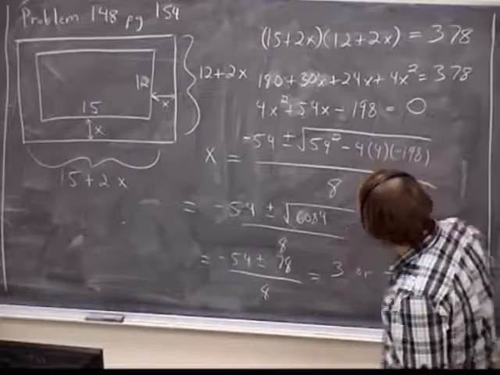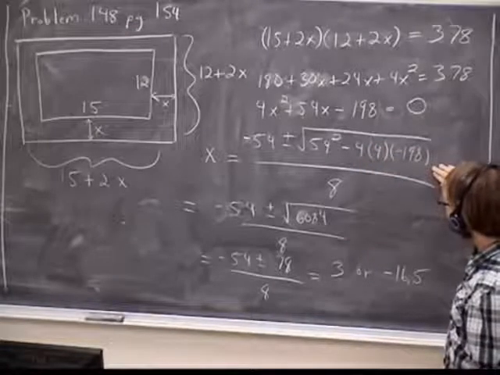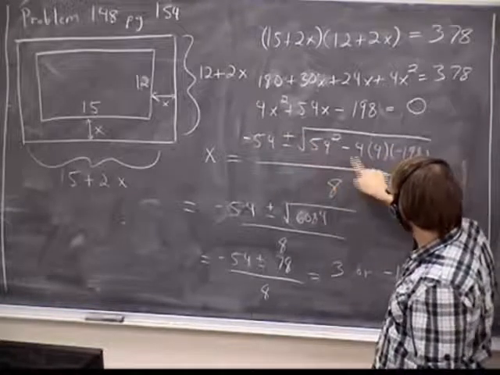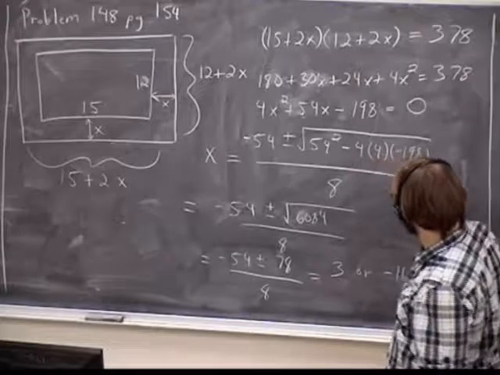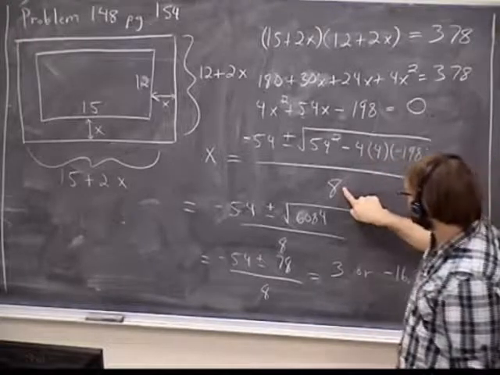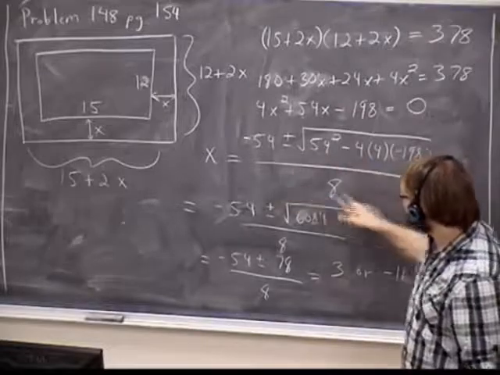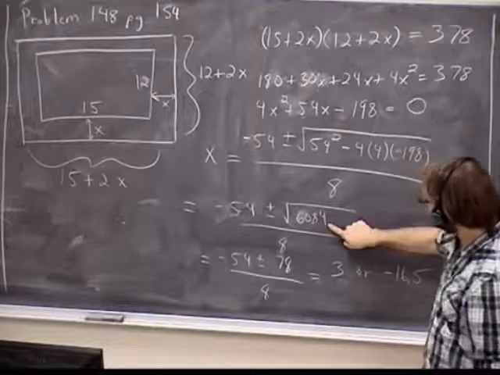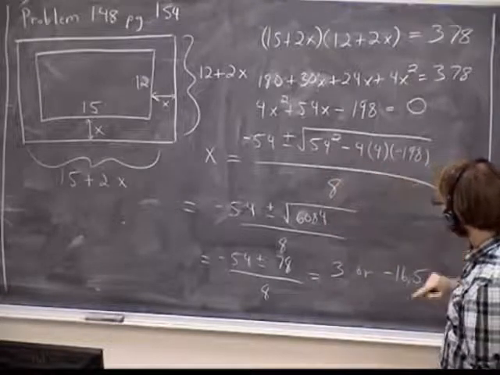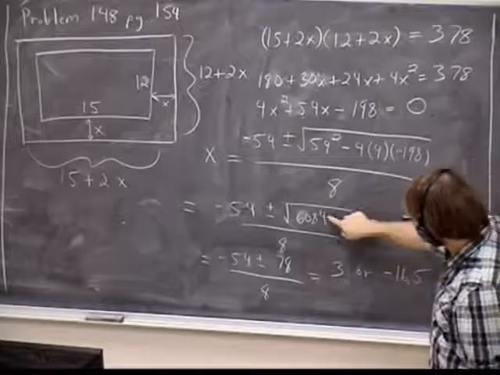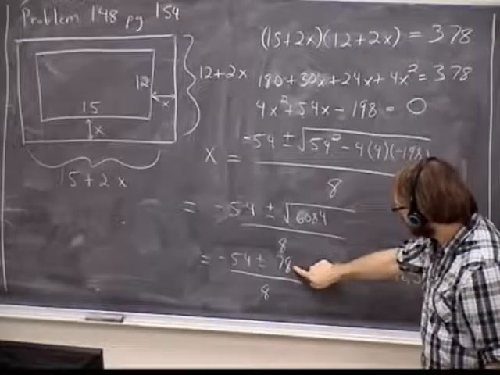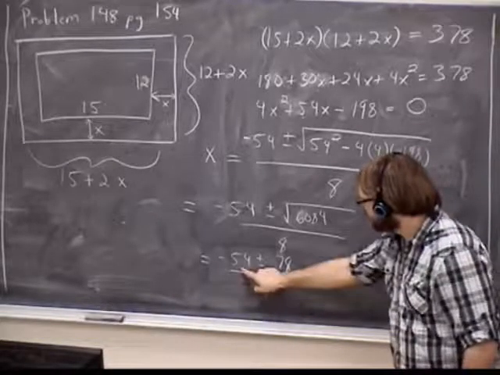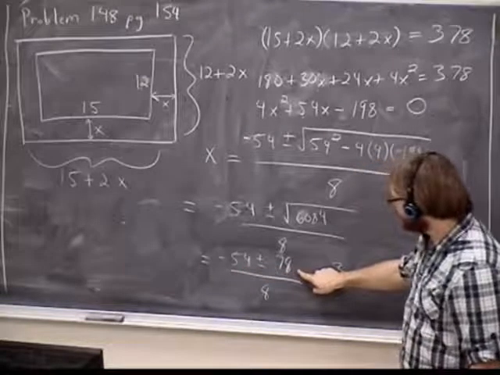Okay. So in the next line, I've actually done the quadratic equation. See, negative b plus or minus the square root of b squared minus 4ac all over 2a. Okay, so that's the quadratic equation. Now I'm going to start simplifying it. What we get under the square root here is 6,084 once you've simplified all this. And the square root of 6,084 is 78. So here we see that x is equal to negative 54 plus or minus 78 over 8.